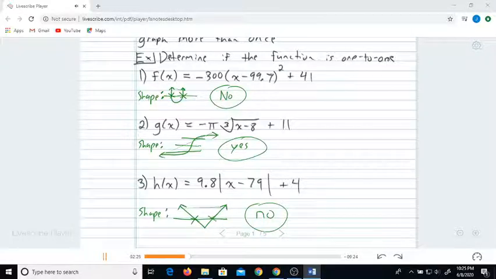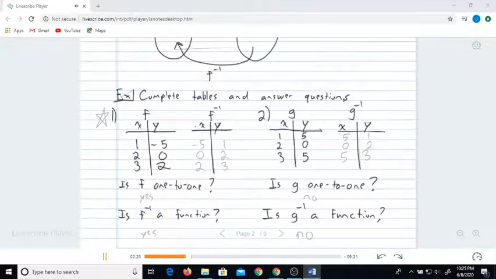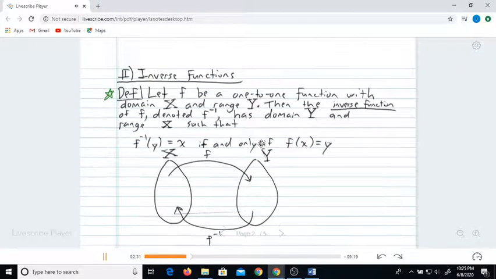Now a function must be one-to-one in order to have an inverse function, which we're going to go ahead and define now. So let f be a one-to-one function with domain X and range capital Y. Then the inverse function is going to flip that domain and range. And basically what the inverse function does is it inverts all the inputs and outputs. So keep in mind a function is input-output. So what's the opposite of input-output? That would be output-input.